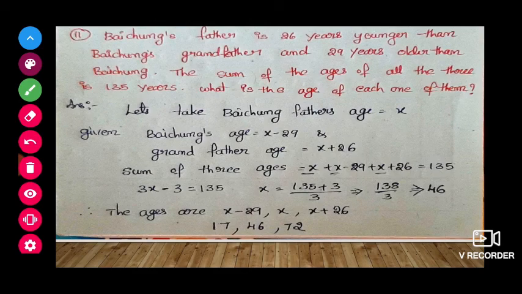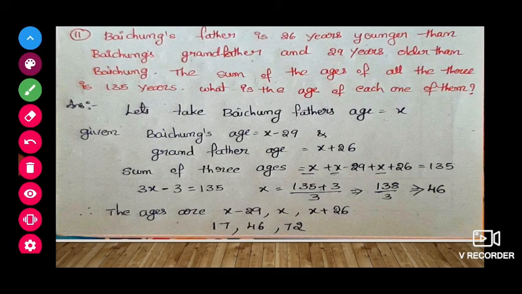Here children, the whole story is around Bai Chung's father. He is the middle person. Bai Chung's father is younger than his own father by how many years? 26 years. And he is elder than the son, who is Bai Chung, by 29 years.